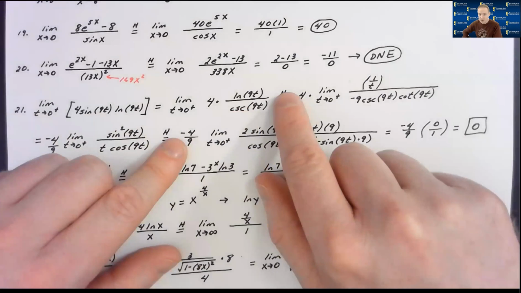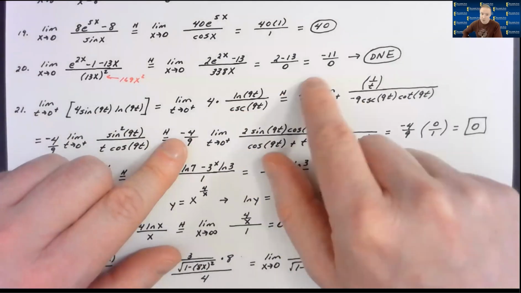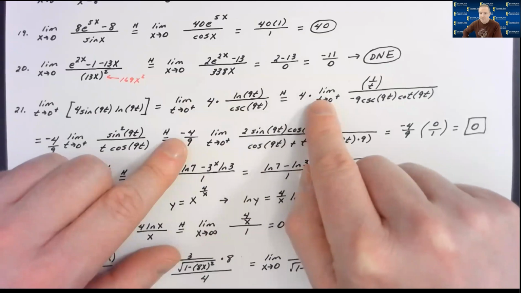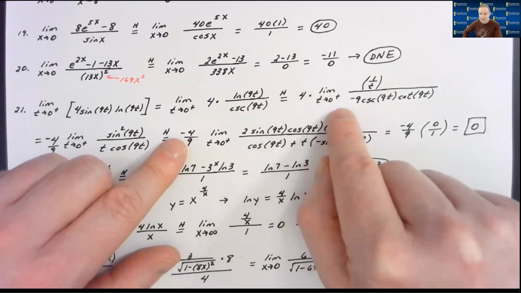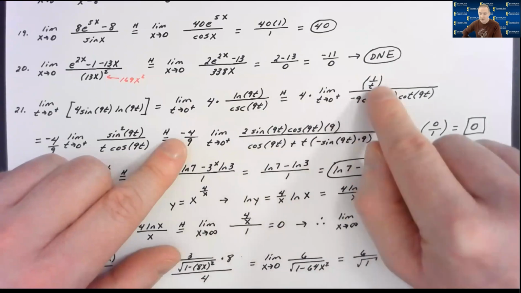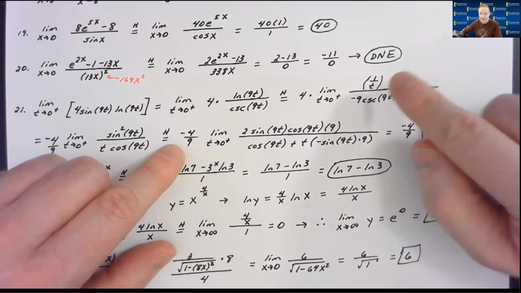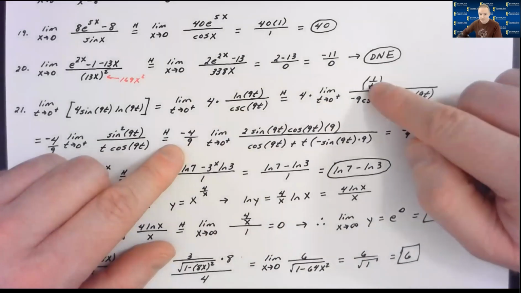So I'll use L'Hopital, and I'll go ahead and show the 4 can be brought out in front of the limit. And then it's 4 times the limit as t approaches 0 from the right of the derivative of the numerator. Well, your numerator's derivative would be 1 over 9t times the derivative of 9t, which is 9. So it'd be 9 over 9t, simplifies down to be 1 over t.